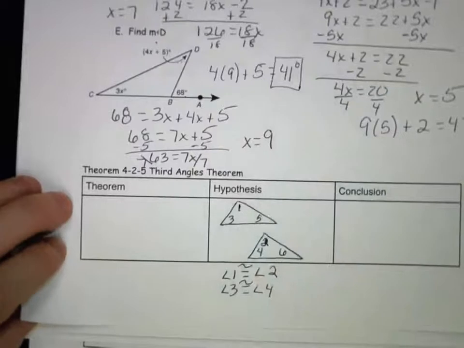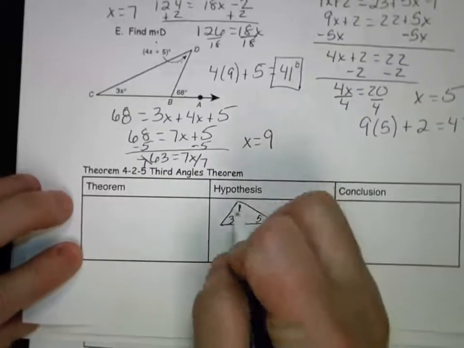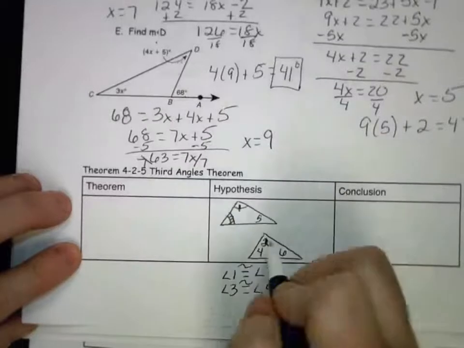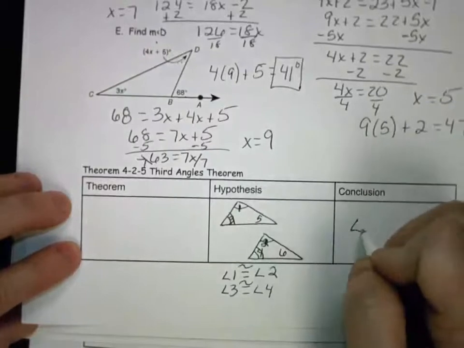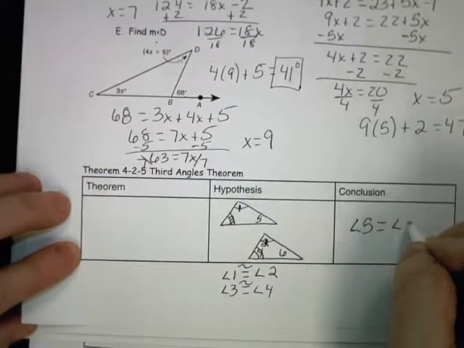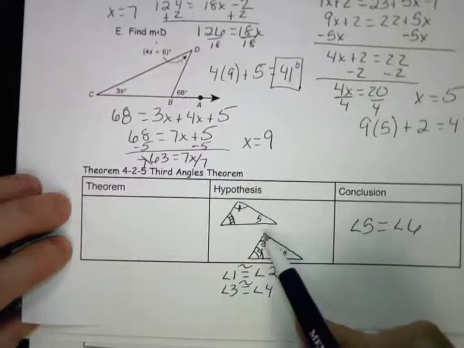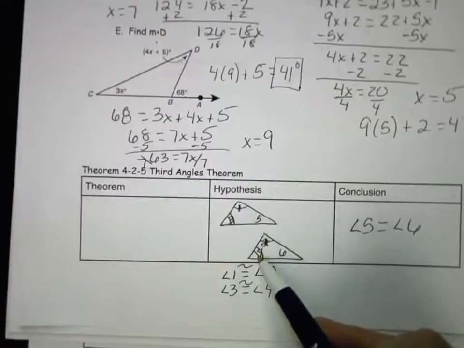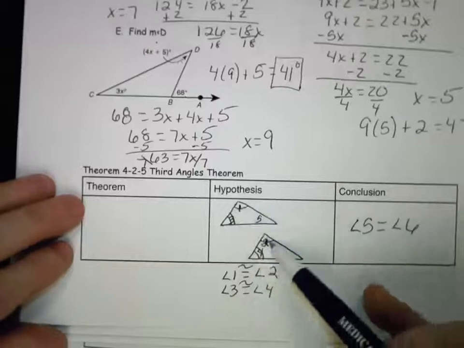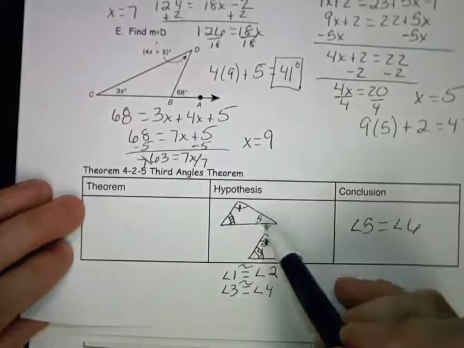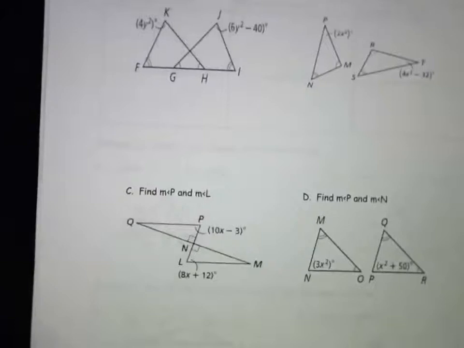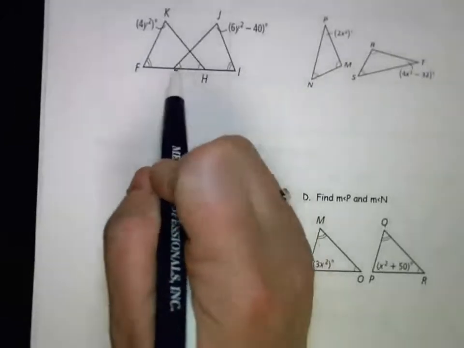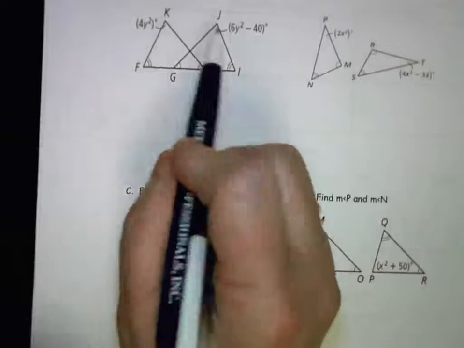And the third angles theorem says if two angles in one triangle are congruent to two angles in another triangle, then our third angles are congruent. So 1 was congruent to 2, 3 was congruent to 4. So these two angles were congruent to these two angles. So we can say the third angles are congruent. And we're going to use this on the examples on the next page. These two angles are equal. These two angles are equal. So the third angles are equal.